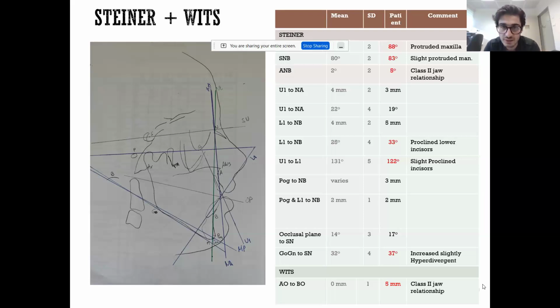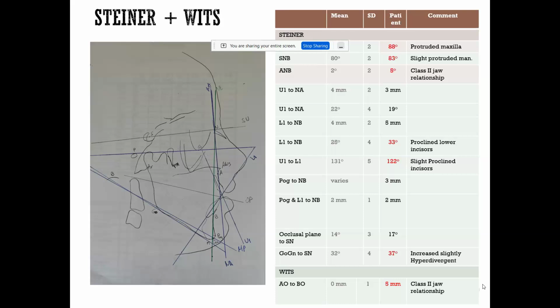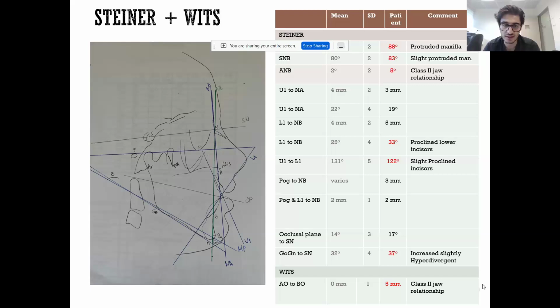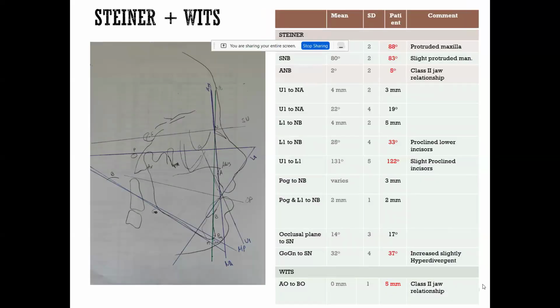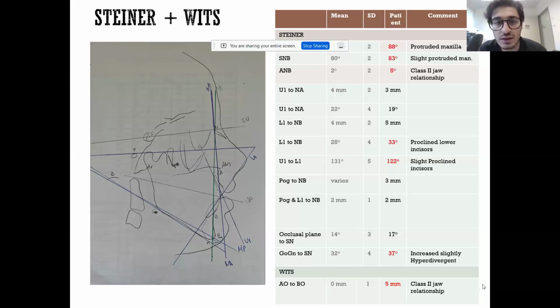Now, according to Steiner, SNA 88 and SNB 83, we have a protruded maxilla and a slightly protruded mandible. The SNFH angle, did you measure it? I forgot to ask you when you sent the case. Yes, I think it was 7. I didn't put it here. So you didn't need to do correction. Exactly. So ANB is 5 degrees. We have a class 2 relationship.